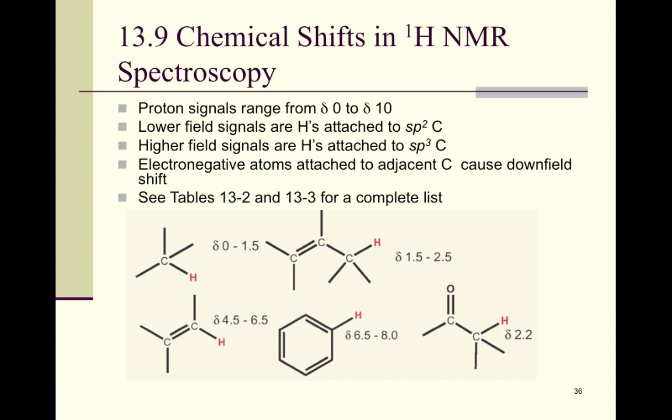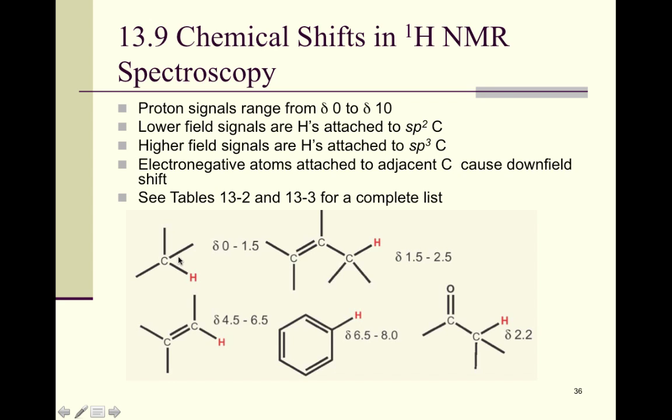Chemical shifts in proton NMR. Proton signals range from about 0 to 10. Lower field signals are when hydrogens are attached to sp2 carbons. Higher field strengths are when they're attached to sp3 carbons. Electronegative atoms attached to an adjacent carbon cause downfield shifts. In your textbook, table 13.2 and 13.3 have a complete list. This is just a few examples here.